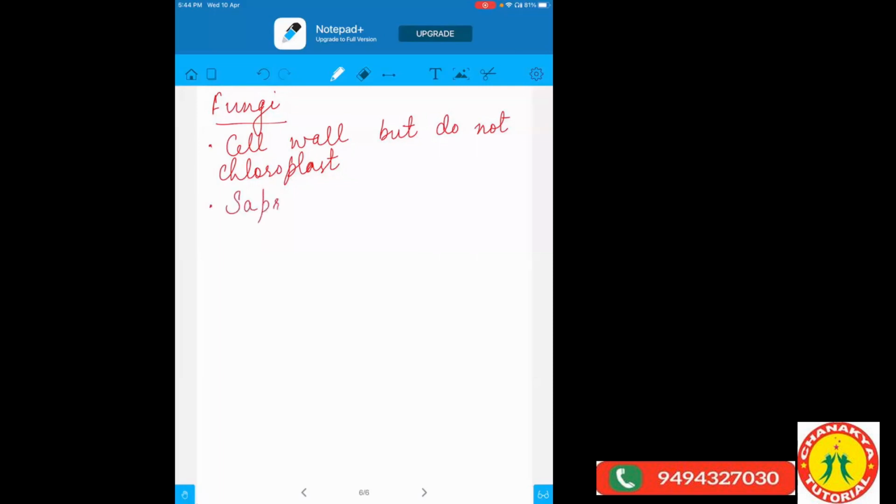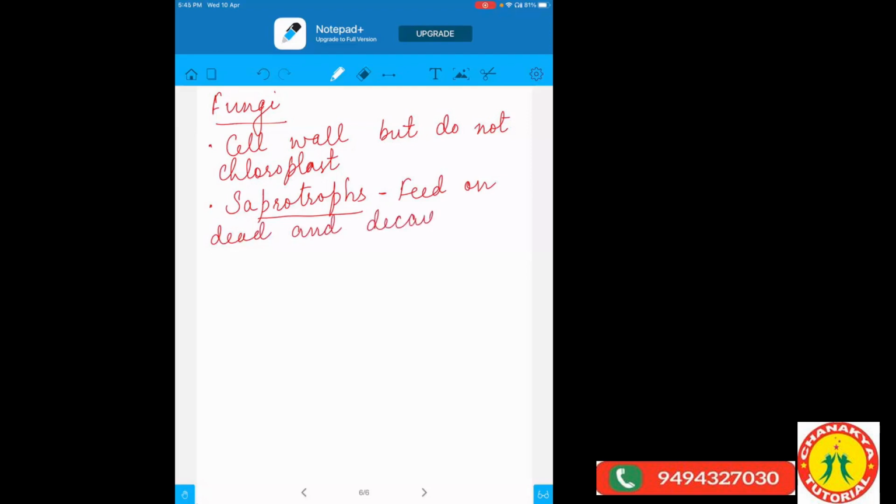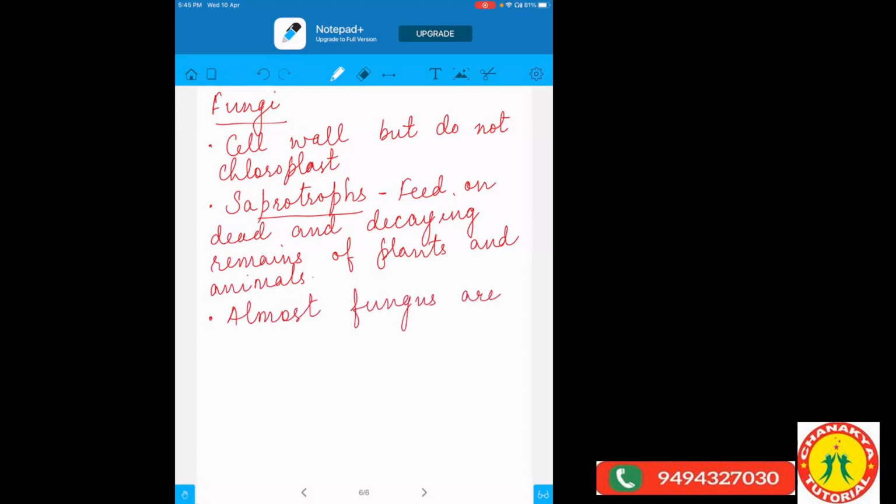And they are saprotrophs. Who are saprotrophs? They feed on dead and decay matter. Very good. So they feed on dead and decaying remains of plants and animals. Whatever the dead and decaying matter will be there, they will be feeding on them. And almost all fungus are microscopic in nature.